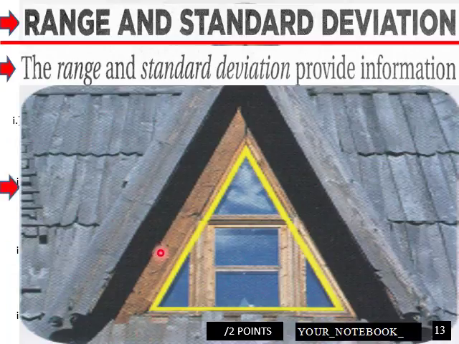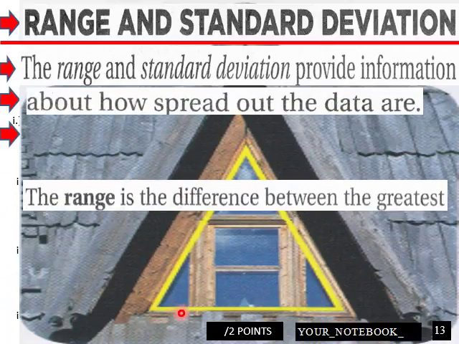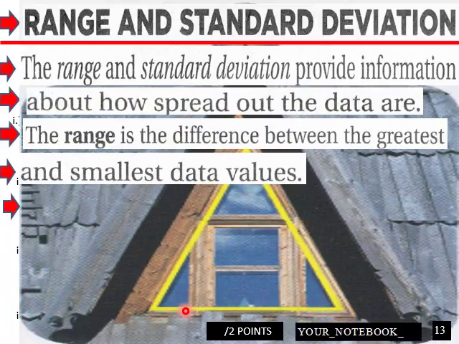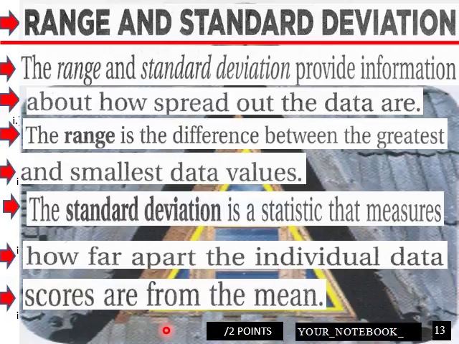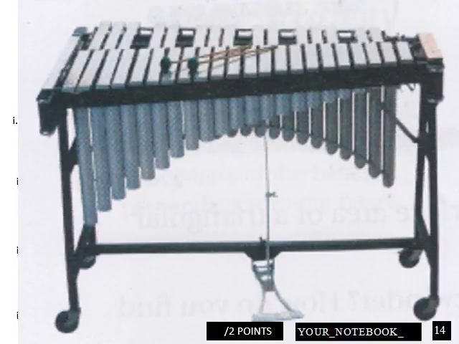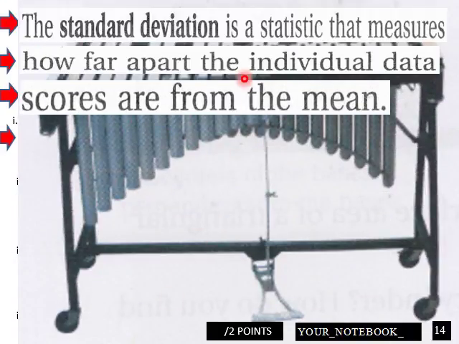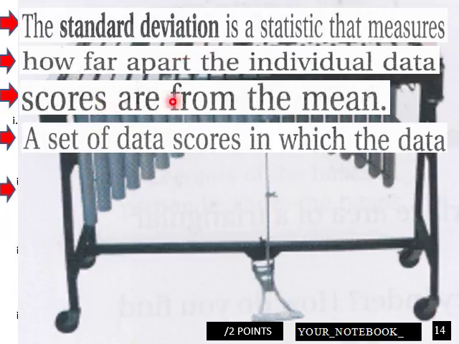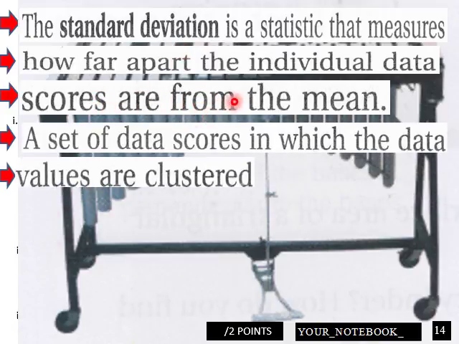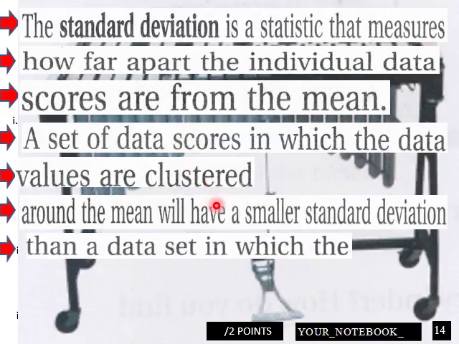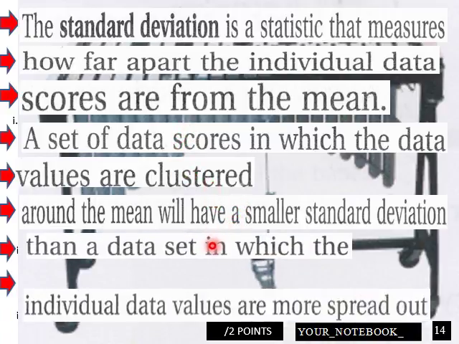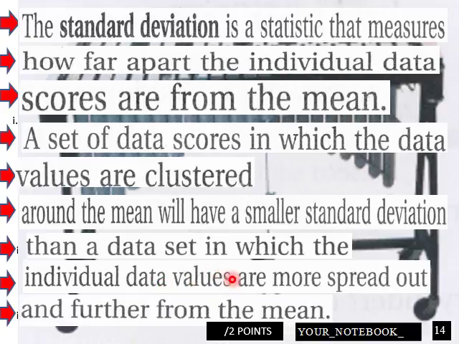Range and standard deviation. Range and standard deviation provide information about how spread out the data are. The range is the difference between the greatest and smallest data values. Standard deviation is a statistic that measures how far apart the individual scores are from the mean. A set of data scores in which the data values are clustered around the mean will have a smaller standard deviation than a data set in which the individual data values are more spread out from the mean.